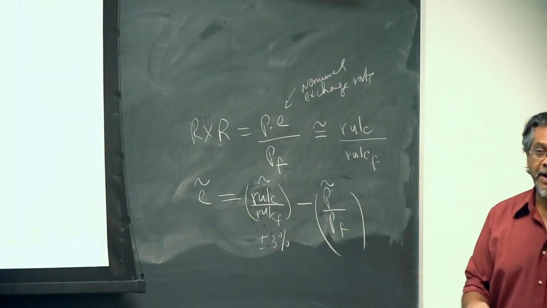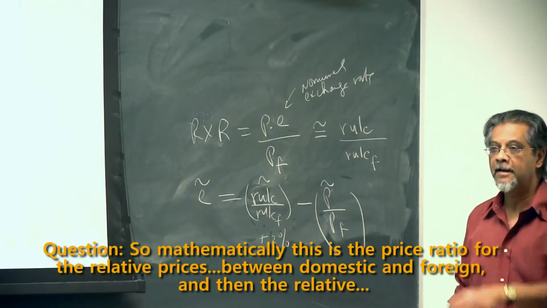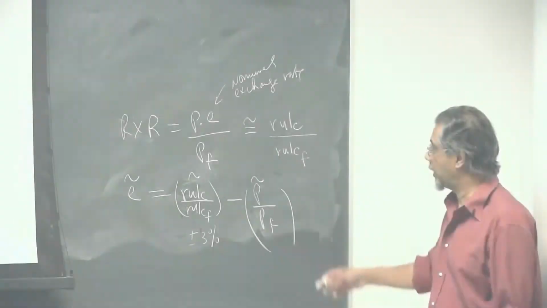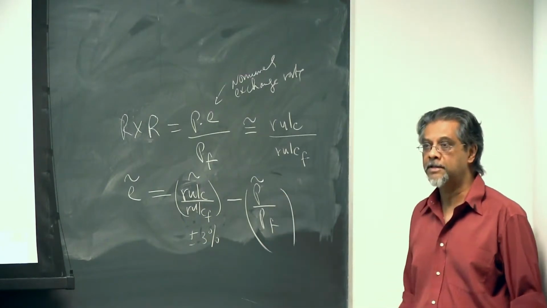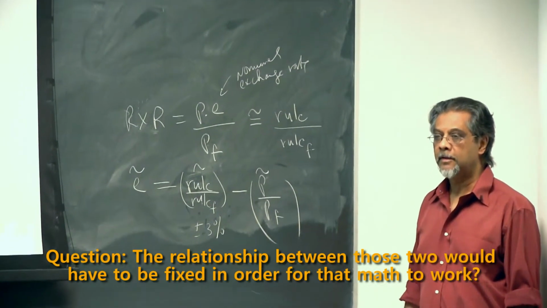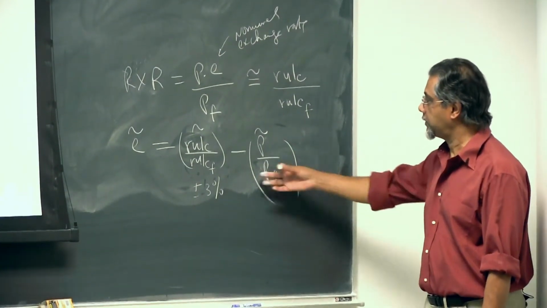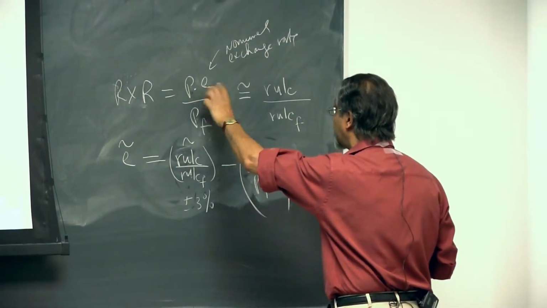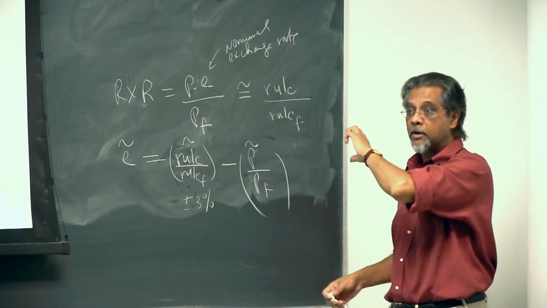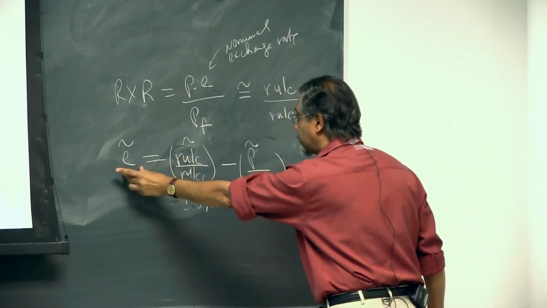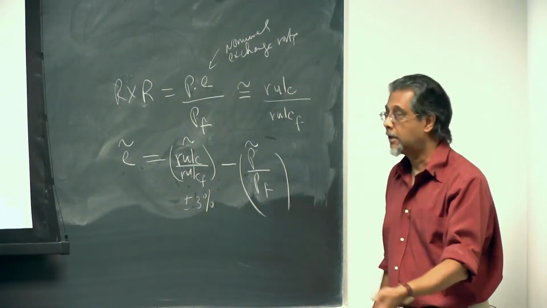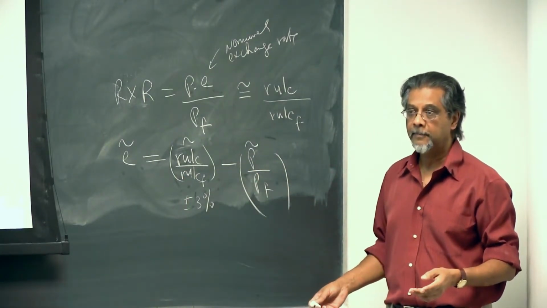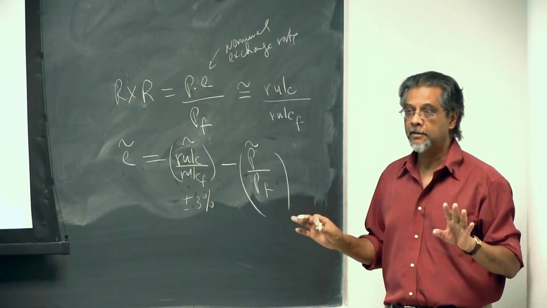Indeed. And we're going to do that right now. I'm going to get to it in 1 second. Yes? Mathematically, the price ratio, these are relative inflation rates. Think of them that way. This is relative inflation rates. Though the relationship between those two would have to be fixed in order for that math to work. No, everything is changing. This simply says that the product of the price and the relative price and the exchange rate has to be equal to the product of the relative real unit labor costs. Therefore, the rate of change of the exchange rate, which is appreciation or depreciation, will depend on two factors, both of which are changing.